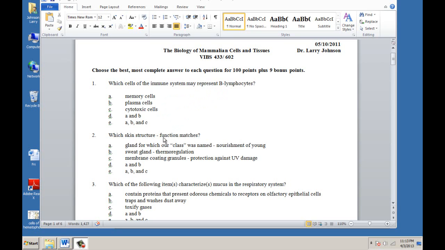Which skin structure function matches? Gland for which our class was named. That's a mammary gland. Nourishment of young? Yes. The answer is yes to that. Sweat gland thermoregulation? Yes. Membrane coating granules protect against UV light? No. They protect against desiccation. The answer is D.